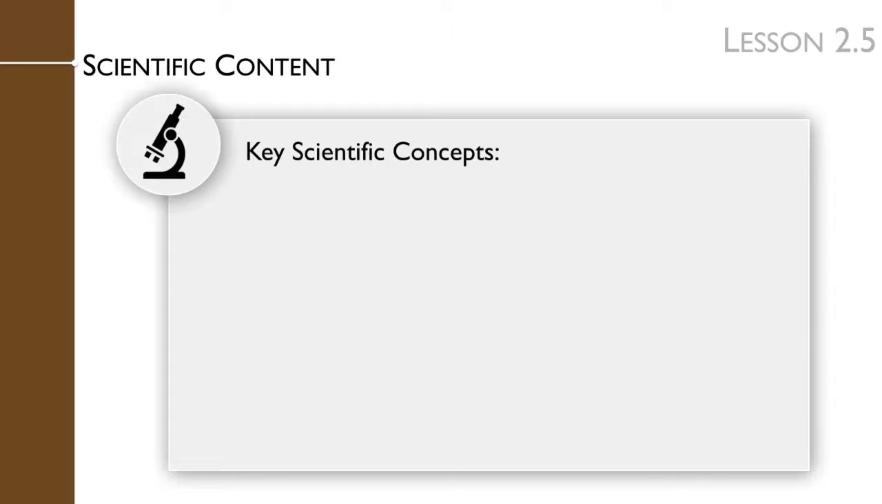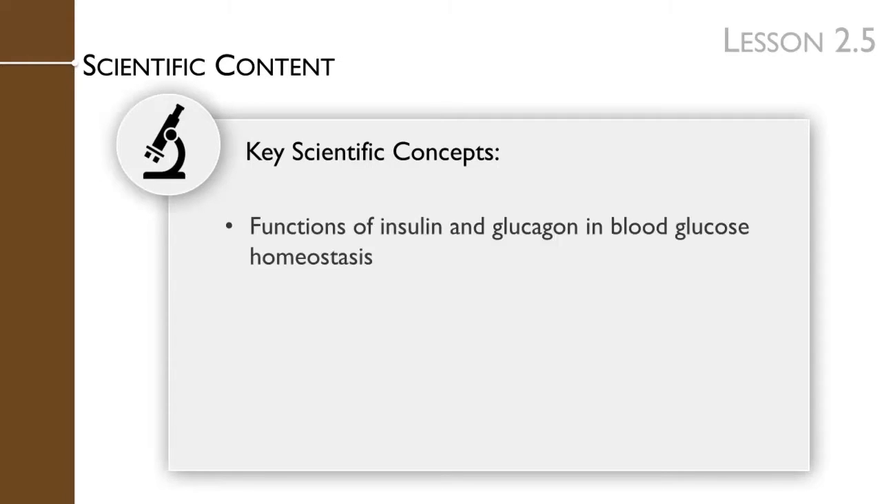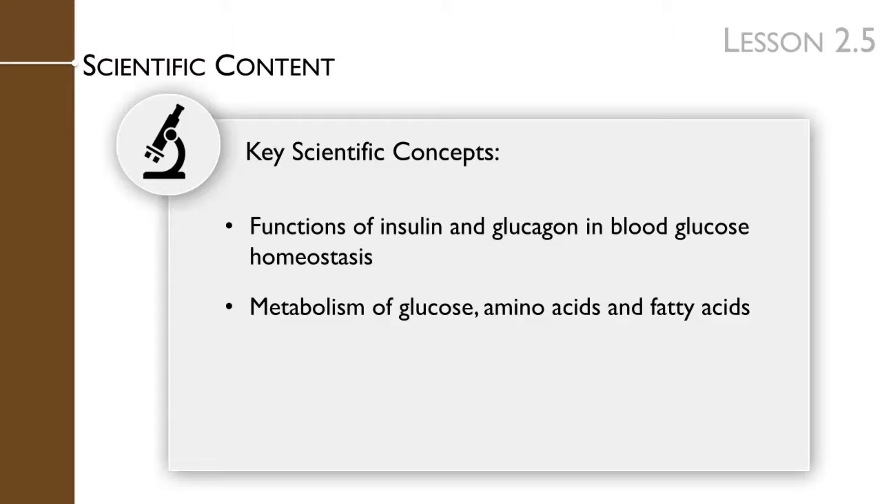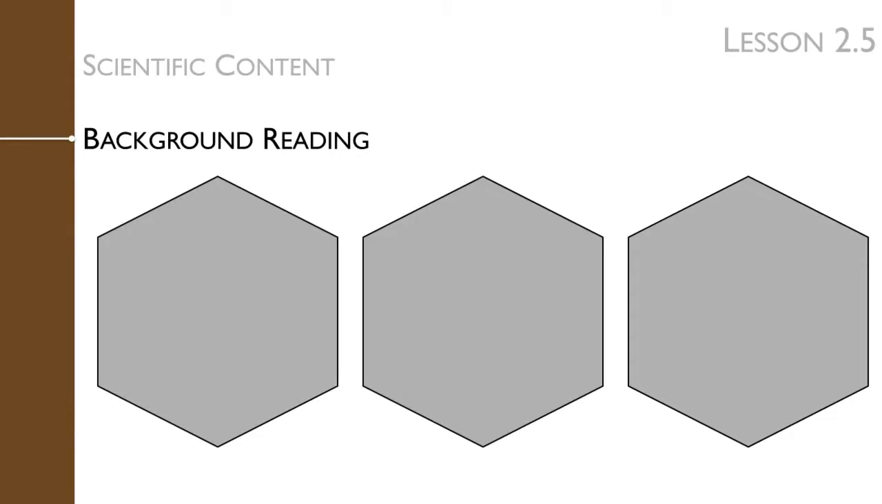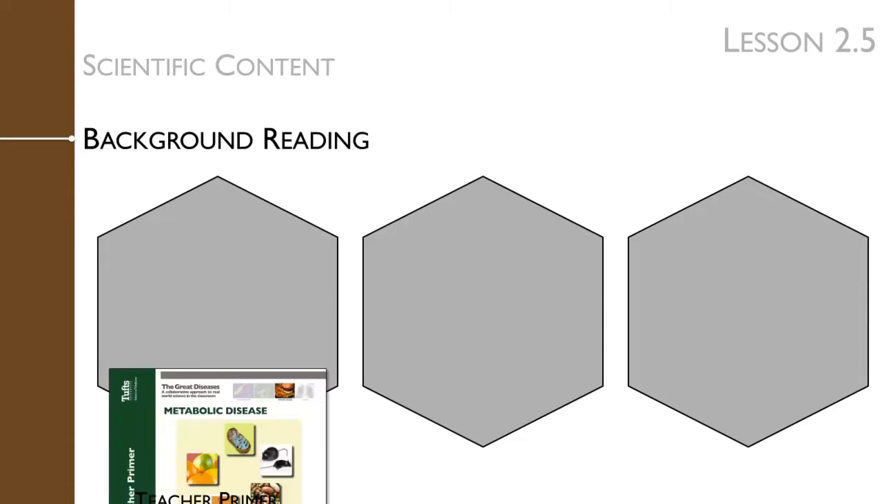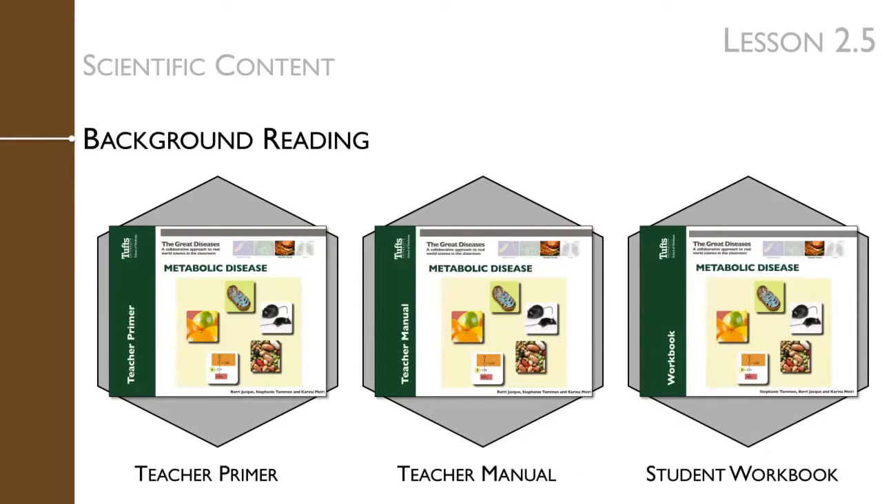To prepare for this lesson, you will need to review the key scientific concepts that will be presented throughout the lesson. They include the functions of insulin and glucagon in blood glucose homeostasis, and metabolism of glucose, amino acids, and fatty acids. You can review the scientific content in the background and reading provided for you in the teacher primer, the teacher manual, and the student workbook.